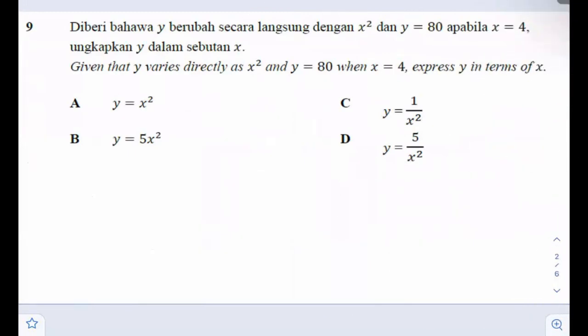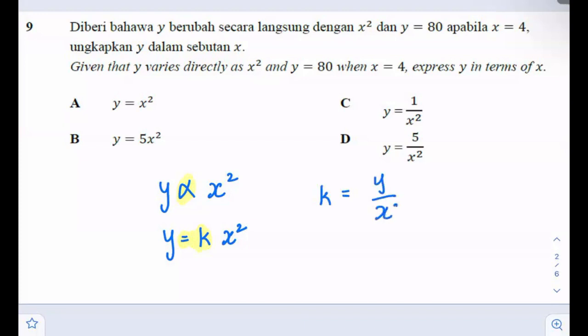First, given that y varies directly as x squared and y equal to 80 when x equal to 4, express y in terms of x. First we write the expression, y varies directly as x squared, and we change the expression to the equation y equal to k x squared. You see here, I changed the fish symbol to equal k. k will be equal to y divided by x squared because I moved x squared from right to left. It's a multiplication, so when I move it, I have to change it to division.